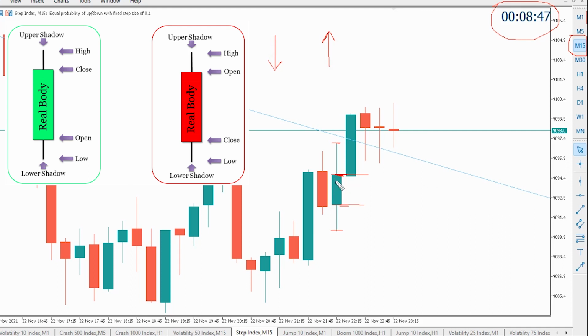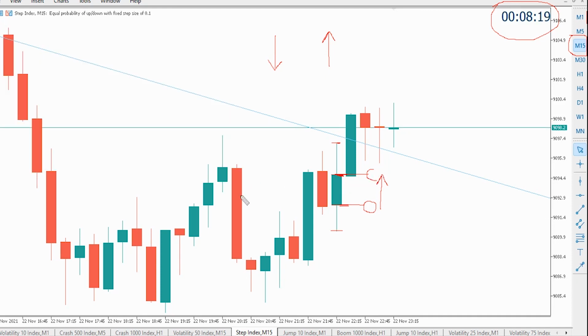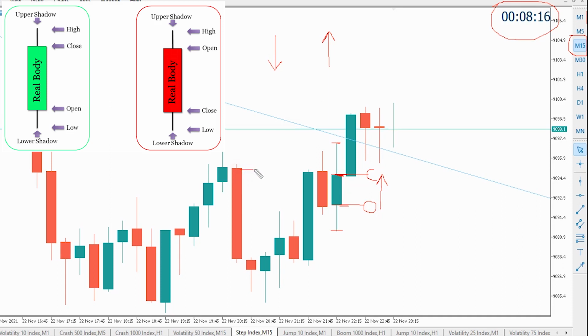So when you see a green candlestick like this, it means it opened below and closes at the top. Now remember, a candlestick must always open before it will close. So when it opens here and moves up, the color becomes green because the open occurs first before the close. But in the case of this red candlestick, from here to here is the body.